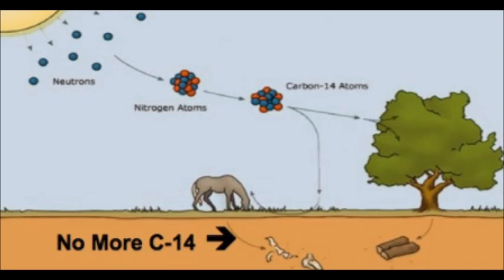Plants take this in, and when we breathe and eat, we also take this in. When we die, the carbon is no longer absorbed and it gradually decays. The ratio of the remaining carbon-14 to carbon-12 is what is used to calculate the age. Carbon-14 has 6 protons and 8 neutrons. On the other hand, carbon-12 has 6 protons and 6 neutrons.